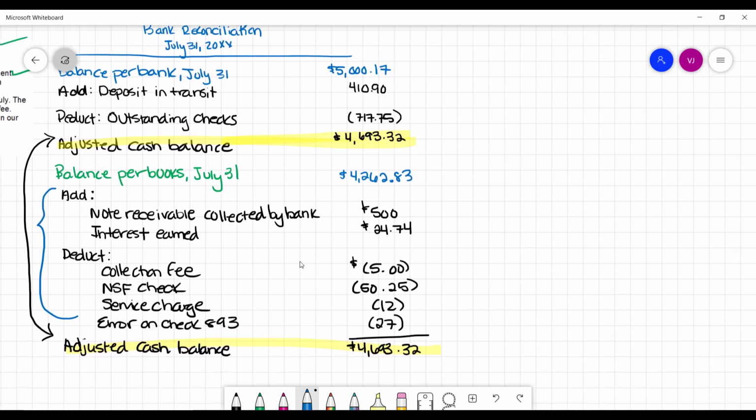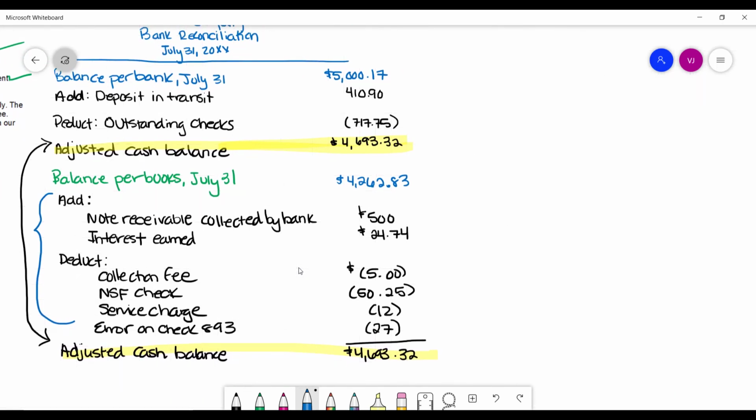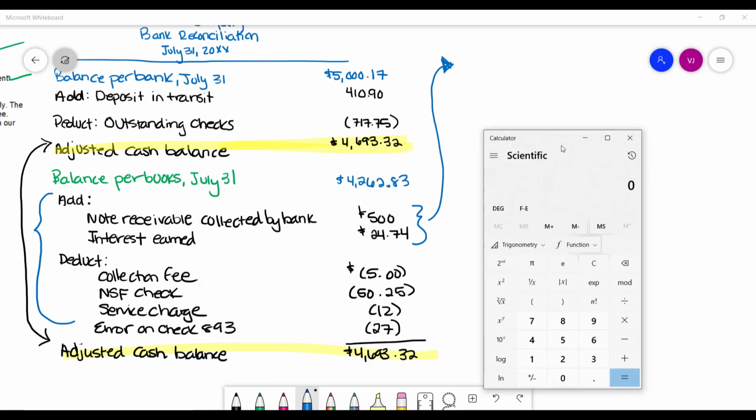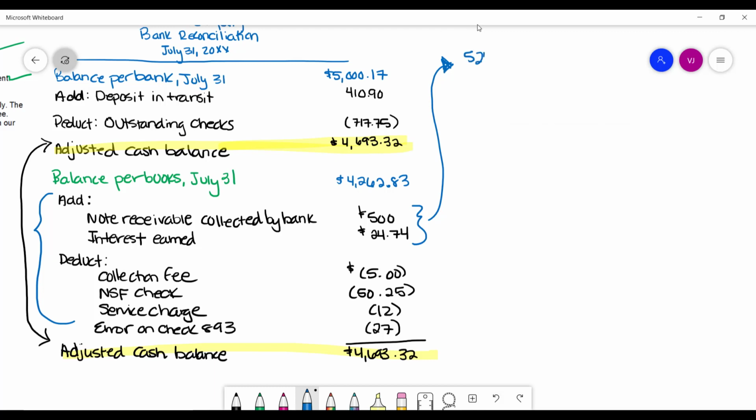So we can do one entry for the overall increase to cash and one entry for the overall decrease to cash. So let's deal with these two first. How much does cash need to be increased on the books for those two amounts? So we know that the bank received $500 that it collected from a customer of ours, and we earned interest of $24.74. So our cash went up by $524.74.